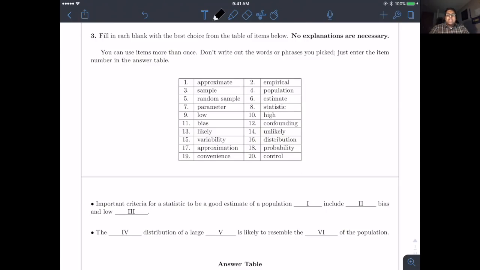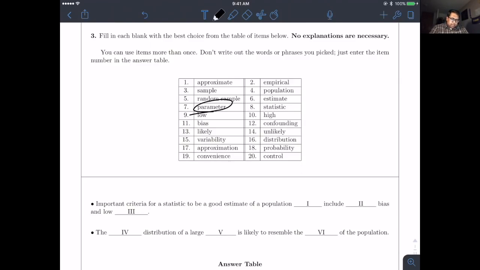So you can go through and quite quickly cross out a lot of the words that don't really make sense in this context, right? So one of the words that do make sense in this situation is parameter, right? Because in the context of statistics, a parameter refers to the actual value of some sort of variable, right? So a population parameter would be the actual value of the population. So we're talking about important criteria for a statistic to be a good estimate of the number of people in the population, right?